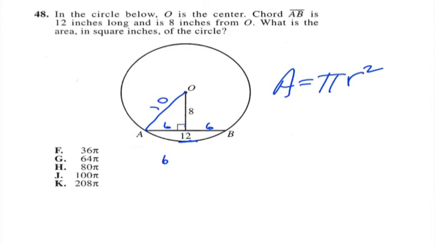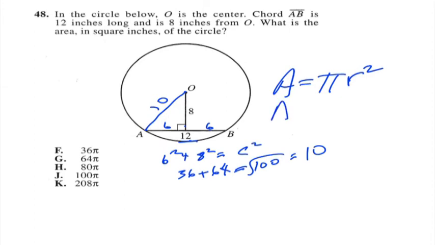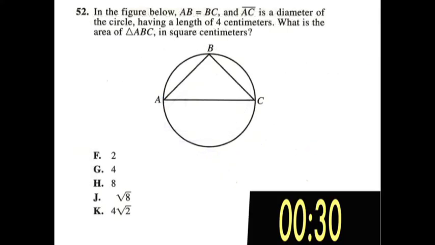If you look at it this way, 6 squared plus 8 squared is equal to C squared. 6 squared is 36 plus 64 is equal to 100. And when we take the square root of 100, we get 10. Therefore, this is a 6, 8, 10 triangle. Now we plug that in over here. A is equal to pi times 100, or 100 pi, making J the answer to 48.